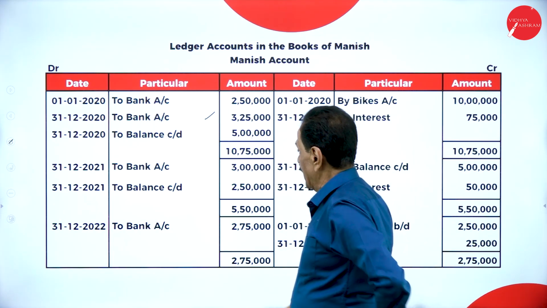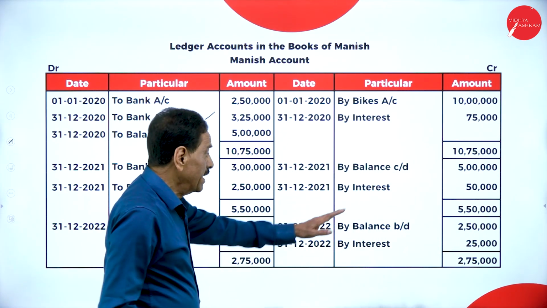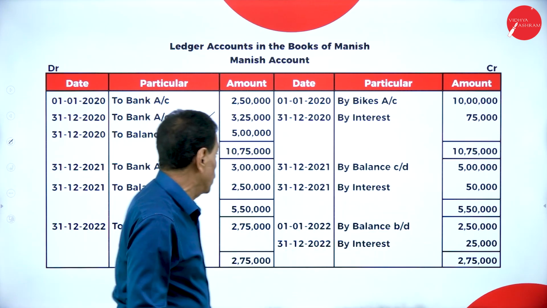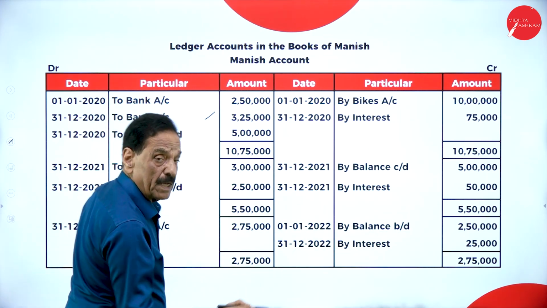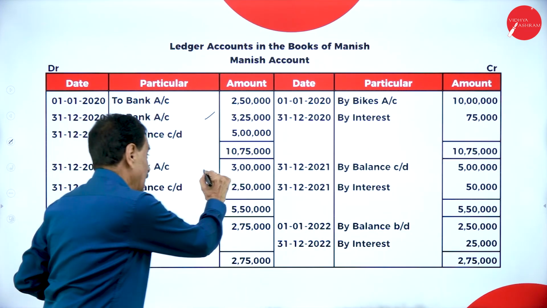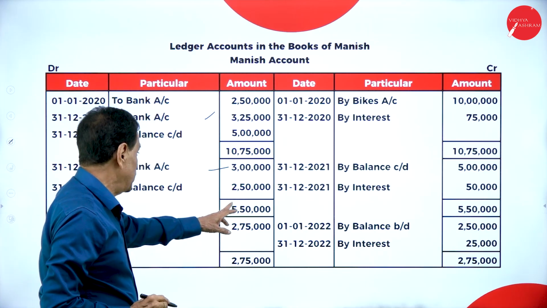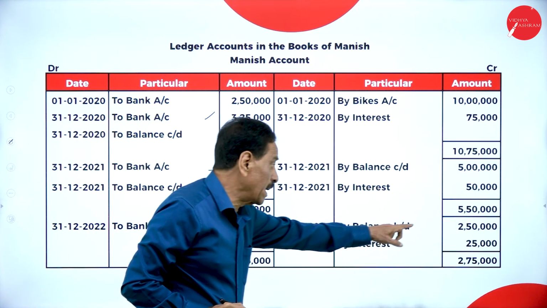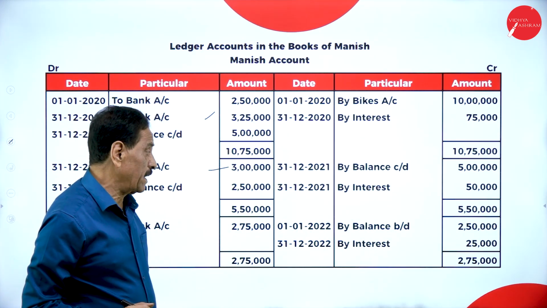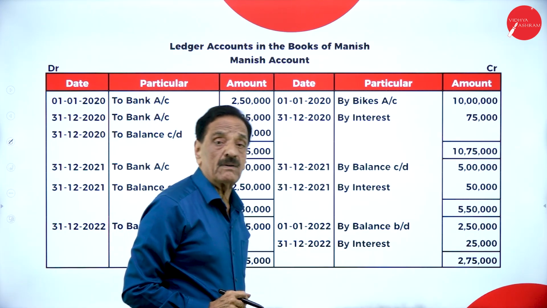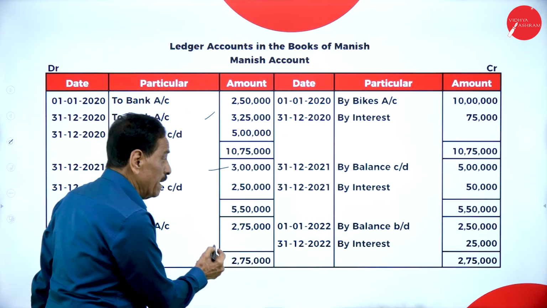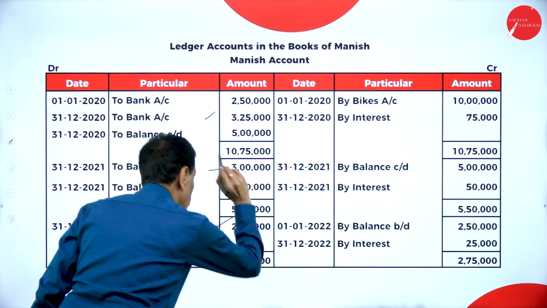What's the balance? 5 lakh. Brought down the 5 lakh. Interest at 10% is 50,000. He is going to pay 2 lakh 50 plus 50,000, that is 3 lakh. So balance is 2 lakh 50,000. By balance brought down 2 lakh 50,000. By interest 25,000, 10% of what he pays. 2 lakh 75,000 clears it off.